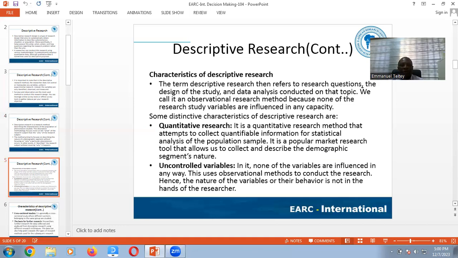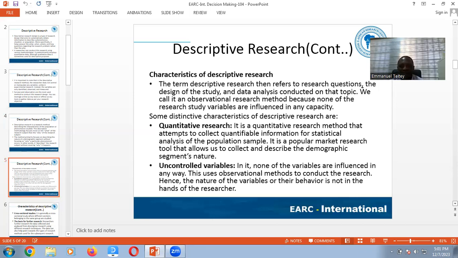Descriptive research continues. The characteristics of descriptive research. The term descriptive research refers to research questions, the design of the study, the data and analysis conducted on that topic. We call it an observation research method because none of the research study variables are influenced in any capacity.